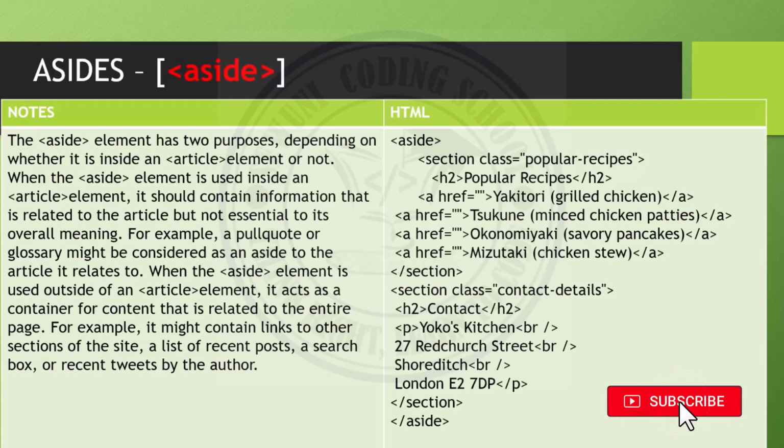Now when you use the aside element inside an article element, it should also contain information that is related to the article but not necessarily to the entire page. For example, you can put a pull quote or glossary, which might be considered an aside to the article it relates to. And then if you look at the HTML code, you see aside here for popular recipes, and then the aside here also for contact details.